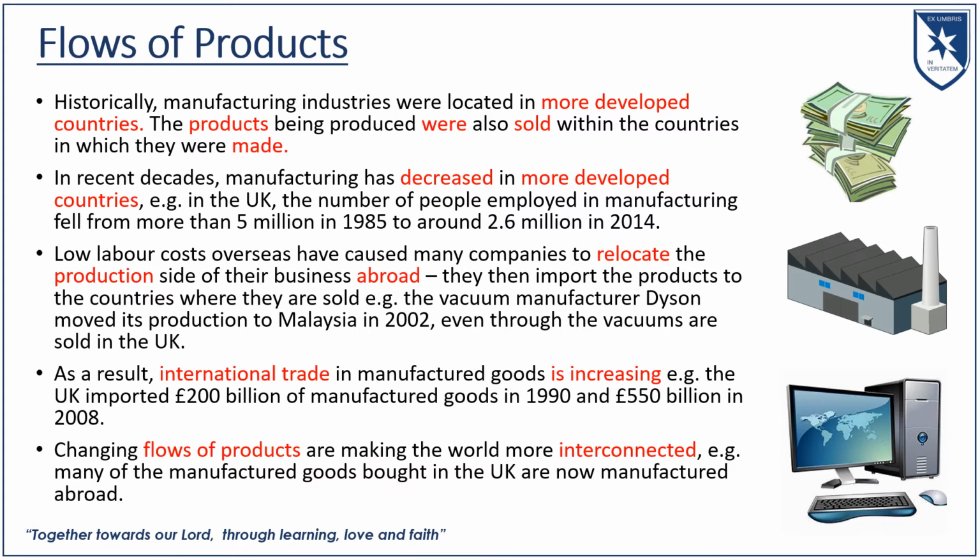As a result, international trade in manufactured goods is increasing. For example, the UK imported £200 billion worth of manufactured goods in 1990, and a further £550 billion worth in 2008. Changing flows of products are making the world more interconnected. For example, many of the manufactured goods bought in the UK are now manufactured abroad.